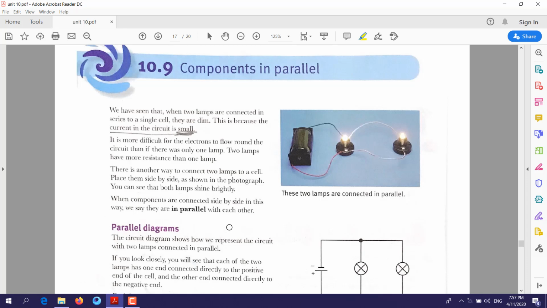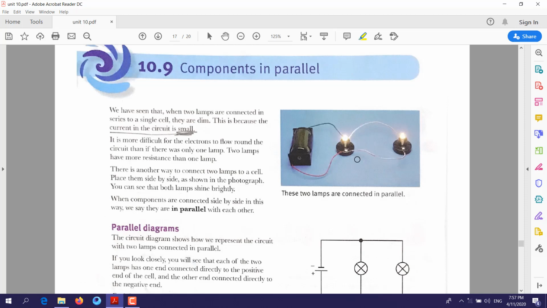10.9 Components in parallel. In the previous topics, we were talking about electric circuits in series, or series electric circuits. In a series electric circuit, we say all the components are connected end to end. And when the electric current passes through the bulbs, as much as we have more bulbs, then it will be dimmer. What does that mean? Or how do we solve this problem?